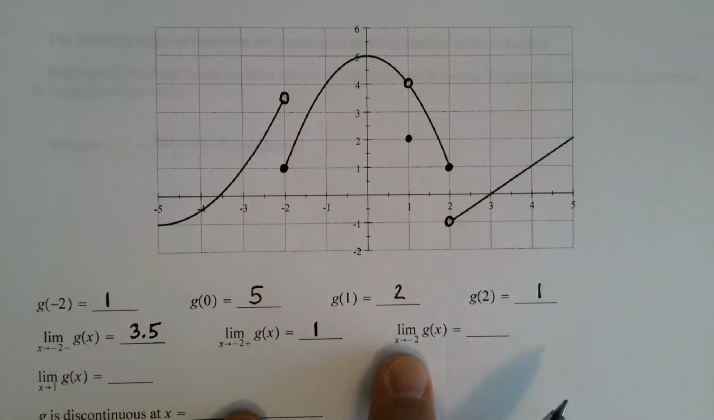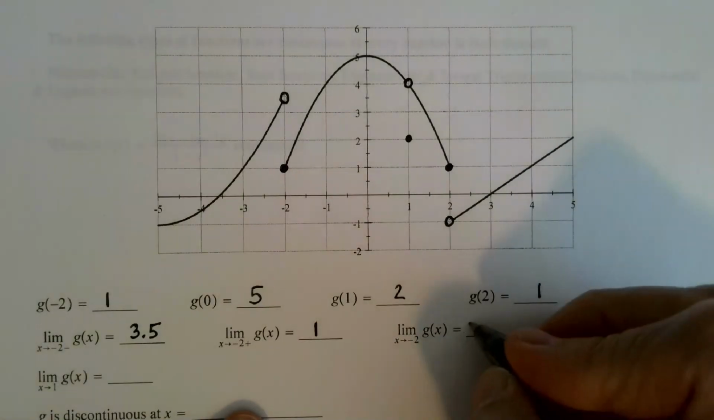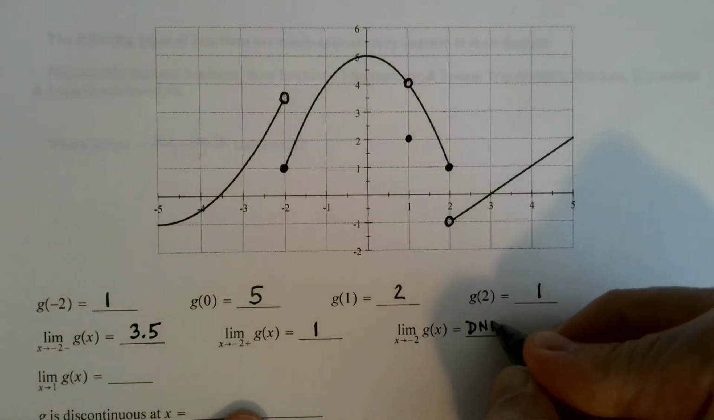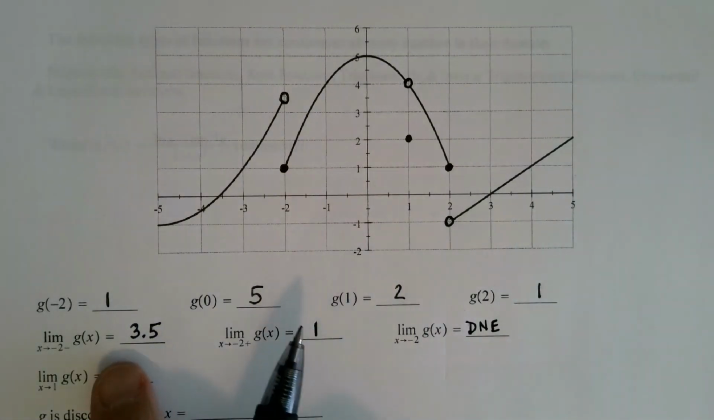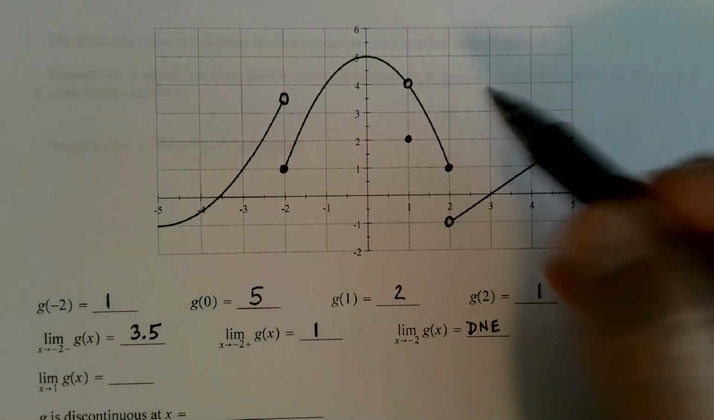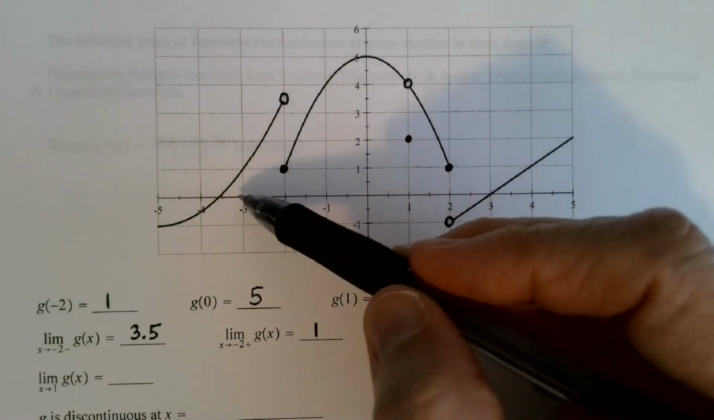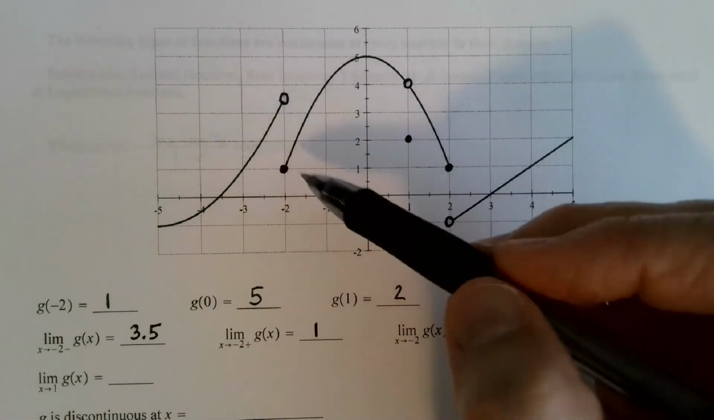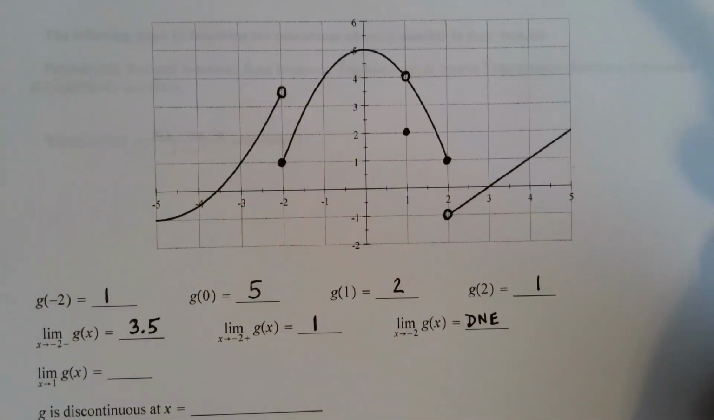So what is the limit as x approaches -2? Answer, it does not exist. Why? Because the limit from the left and the limit from the right are not equal. And you can see clearly the limit doesn't exist. We've got a break in the graph, right? We've got a huge jump discontinuity.